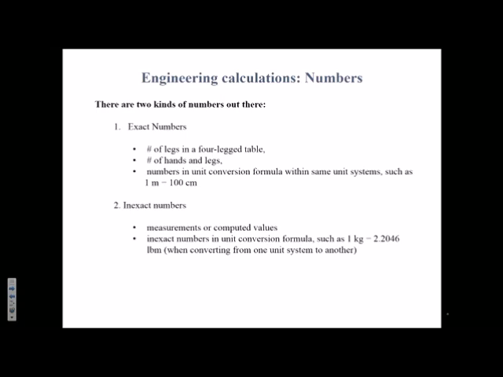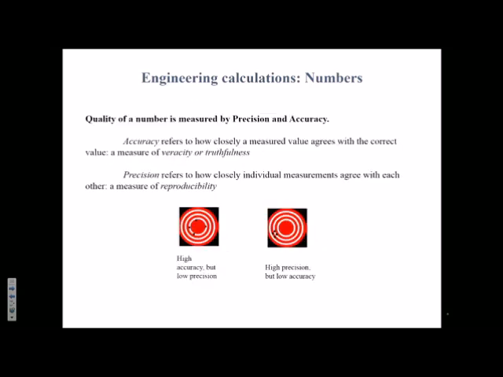So in exact numbers, we talked about that. Any value that you measure using some sort of measuring scale, or you compute, are in general inexact numbers. They don't have the kind of quality that exact numbers have. So we're talking about the quality of the number. How do we measure the quality of a number, whether it is computed or measured? There are two attributes for the quality of a number. One is the preciseness, how precise that number is, and the other is the accuracy.